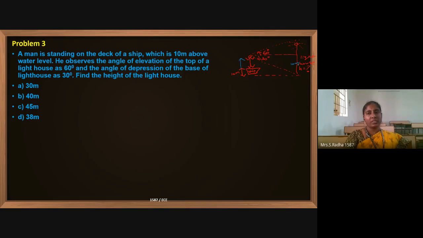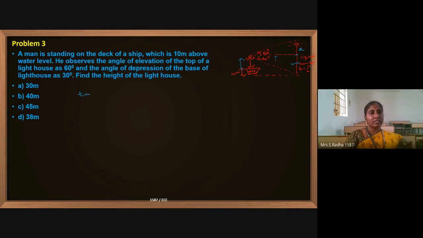Then, since the opposite side is there, we can find the adjacent side by taking tan 30. If the adjacent side is known, we can find this value using tan 60, and then the height of the lighthouse is nothing but x plus 10. We don't know the horizontal distance. So up to this point, along with the man, the height is 10 meters.